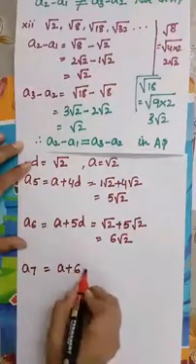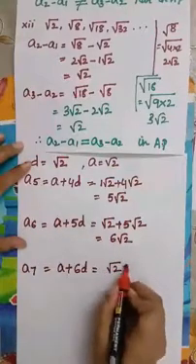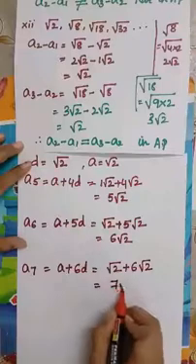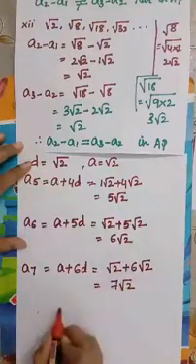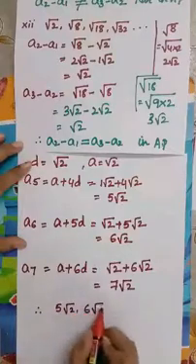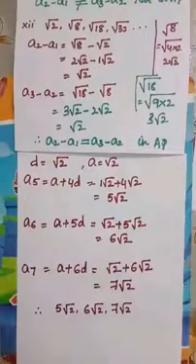Seventh term, that is A7. A plus 6D. A is how much? Root 2 plus 6 root 2. 6 plus 1 is how much? 7 root 2. Therefore, the next three terms are 5 root 2, 6 root 2, 7 root 2. See, rest all problems you are going to do as homework. I am going to start the next exercise, that is 6.2.